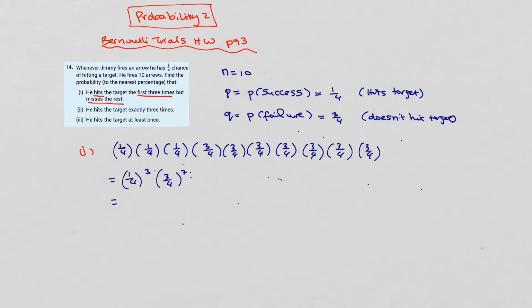That gives us a probability of 0.000021, and the question says to the nearest percentage, which is really important. Rounding to the nearest percentage gives approximately 0%. We don't use our Bernoulli trial here in the first case because we're given a specific order.